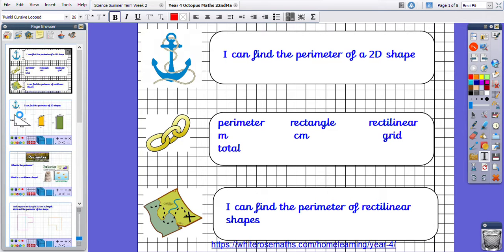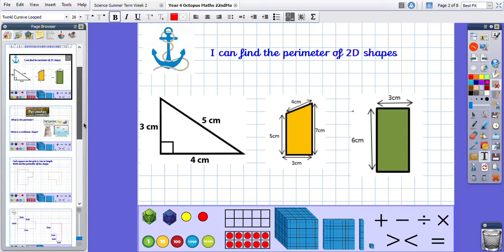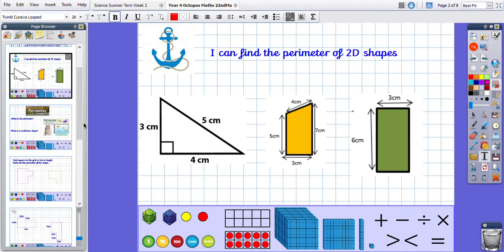So, our anchor task, looking at our knowledge from yesterday: I can find the perimeter of 2D shapes. You have some measurements here to help you. What are the perimeters of these shapes? Have a go in your books, think about what method you want to use and find the perimeter.